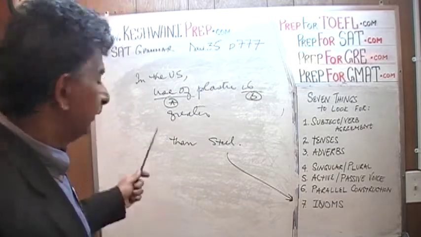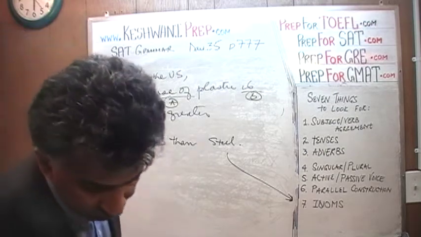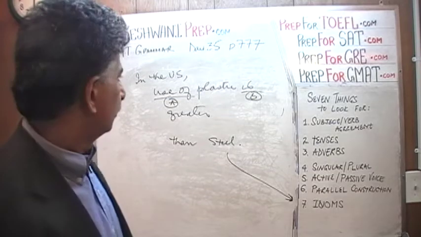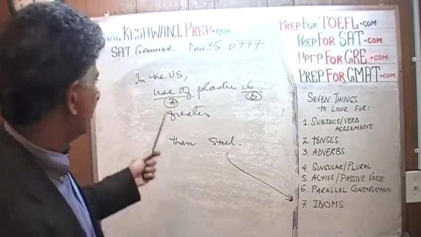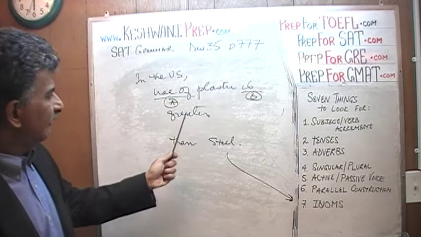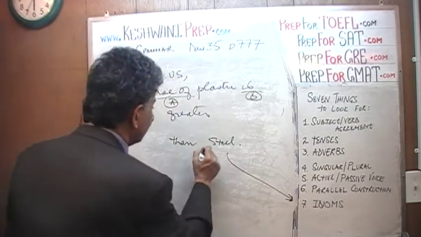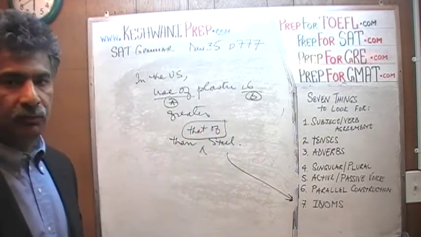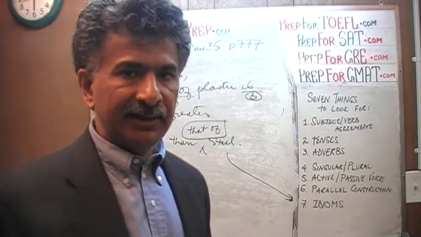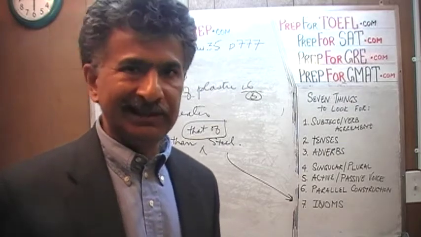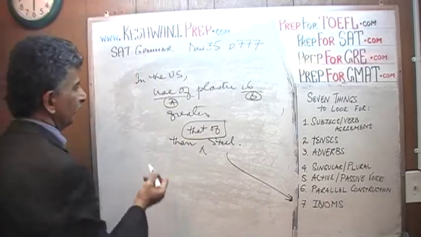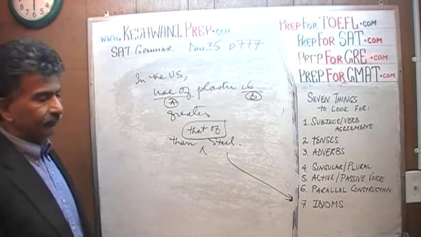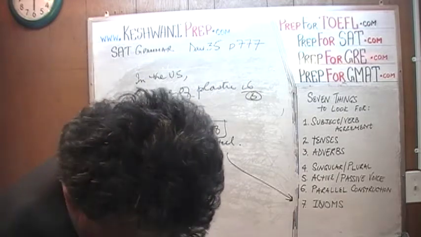The idiom here is that, and again you see it says industrial something something something. I left it out, I ignored it. In the US, the industrial use, to which I simply say is the use, forget about the industrial part. In the US, the use of plastic is greater than that of steel. The use of A is greater than that of B. That's how you say it, that's the idiom. That's our problem, and that will be answer choice D.